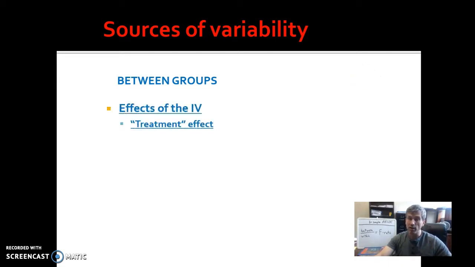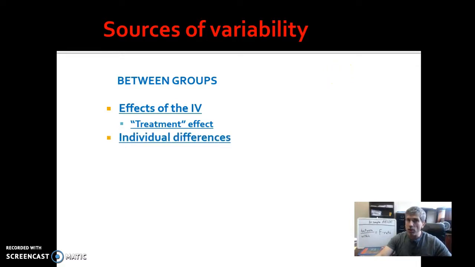Between groups variance could be caused by our independent variable or our quasi-independent variable. This generally gets called a treatment effect because it is oftentimes some kind of a treatment you gave people. So if that IV or quasi-IV is at all related to any differences between scores, it's going to be related to the differences between groups. It's going to cause those conditions to differ from one another. The problem is that that's not the only thing that can make those groups differ from each other.